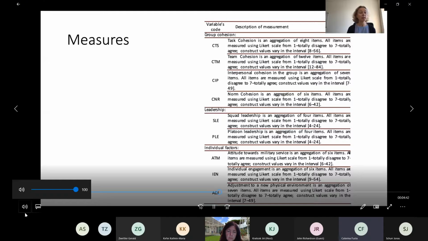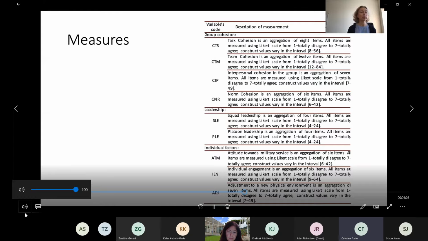Task cohesion in conscript squads was measured in the context of group cohesion factors, and we involved not only that, but also leadership and individual factors of each conscript in the squad. In total, the components were developed into three groups: group cohesion, leadership, and individual factors. All of them are listed in the slide.